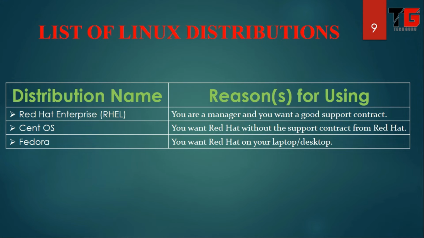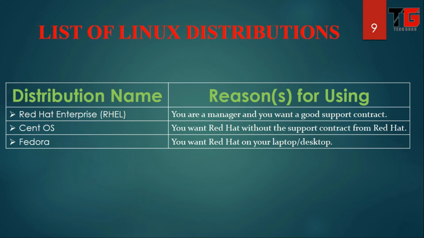Now there is a list of Linux distribution. First is RHEL, Red Hat Enterprise Linux. You are a manager and you want a good support contract. That means if you face any kind of problem, then you contact Red Hat and they will resolve the issue. Second is the CentOS. You want Red Hat without the support contract from Red Hat. That means if you install CentOS, then Red Hat will not support you in any kind of problem you face.